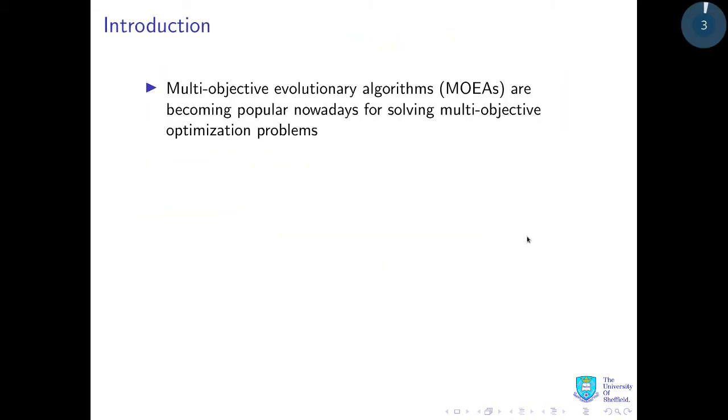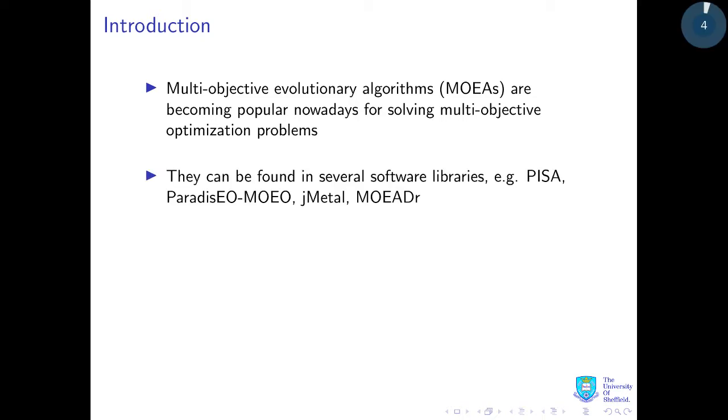Multi-objective evolutionary algorithms have been around for a while and are becoming very popular for solving multi-objective optimization problems. You can find them in several software libraries in case you don't want to implement them from scratch. Examples are the PISA and GECCO libraries.